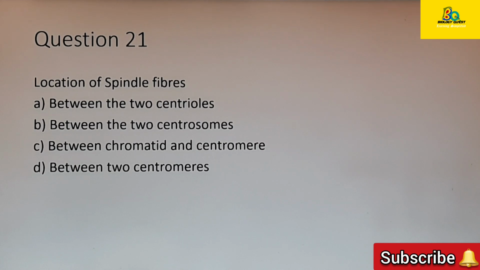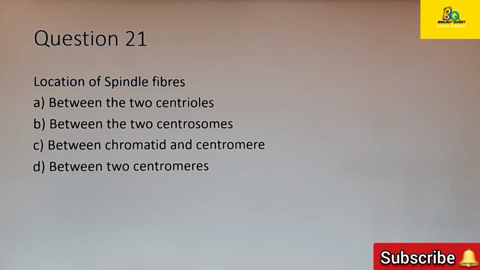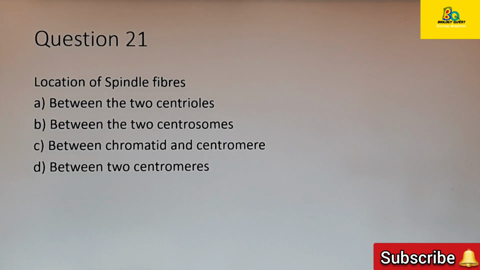Then between chromatid and centromere. What is a chromatid? We know the two arms of a chromosome are called chromatids, and the region where the two arms are attached is called the centromere. The region where the two chromatids are attached is called a centromere. Between two centromeres. Which is the correct option? Location of spindle fibers. Spindle fibers extend between two centros.